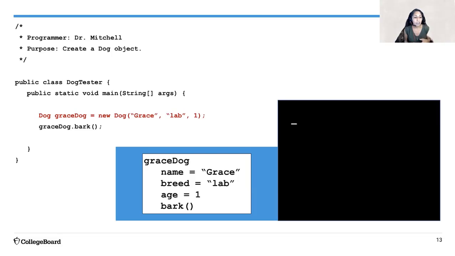So you'll see I have Dog graceDog = new Dog, and I've initialized or passed the values Grace, lab, and 1. So I have created a dog object named graceDog with the name Grace, the breed lab, and the age of 1. So now Grace exists. Then when I call graceDog.bark, I'm going to make my dog bark. And look at that. graceDog barks and I see woof on my console.